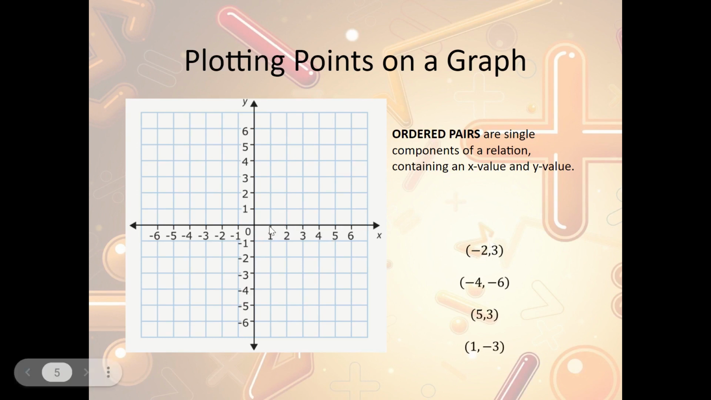So my x is -2. I'm going to go along the x-axis and find -2, which is here. And my y is 3. So I'm going to go along my y and go up to 3, right there. And I'm going to plot my point. That represents -2, 3.